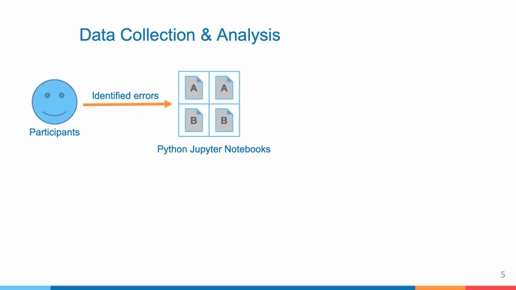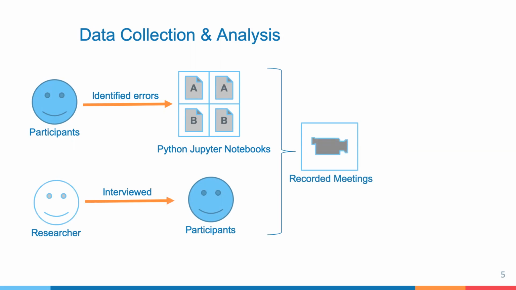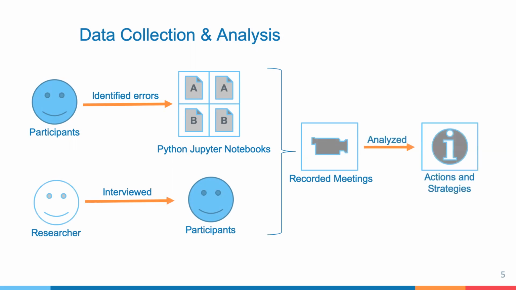Our data collection and analysis procedures use a conceptual replication of McNamara et al. Each of our 14 participants analyzed either version A or B of a given Jupyter notebook while thinking aloud. After the analysis was finished, a semi-structured interview was conducted in order to gain deeper insight into their process. The entire meeting was screen and audio recorded, resulting in 14 videos. The recorded meetings were then analyzed using open coding in order to arrive at our findings, which consisted of actions and strategies taken during error identification.